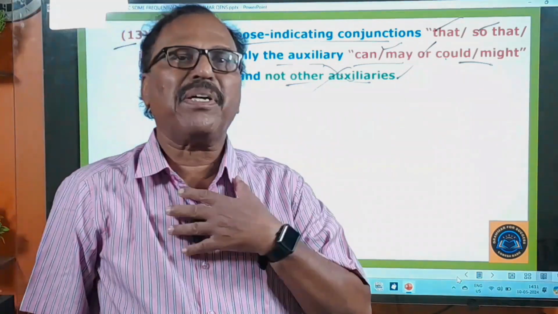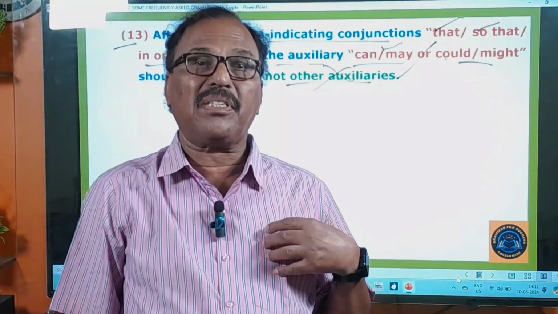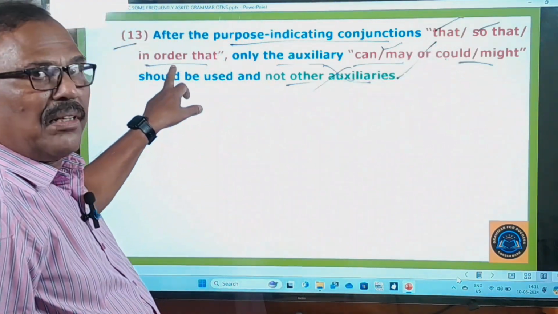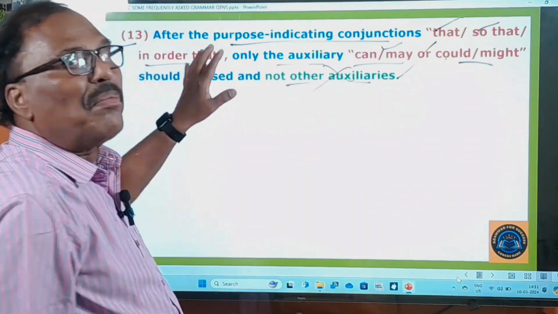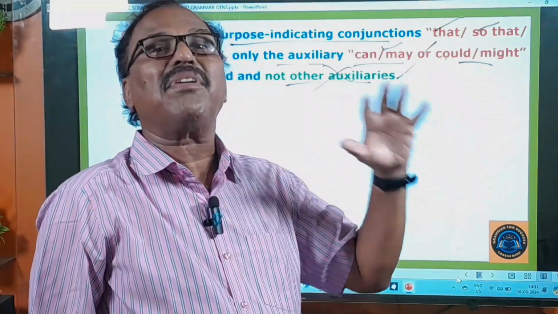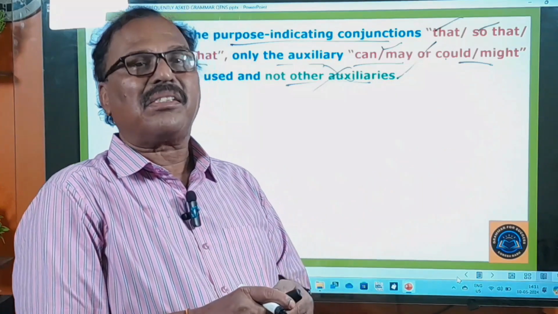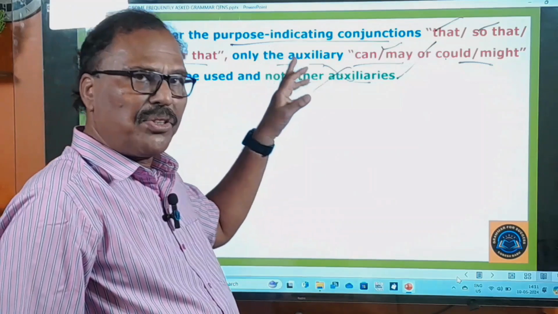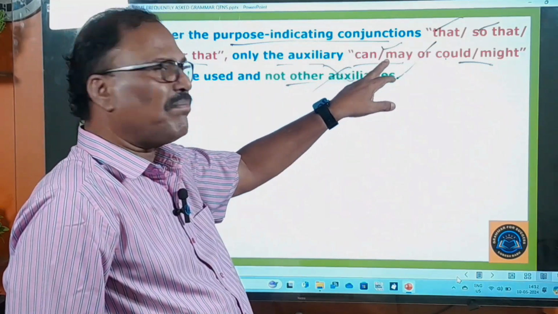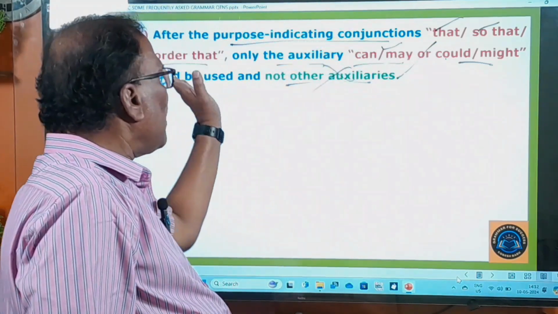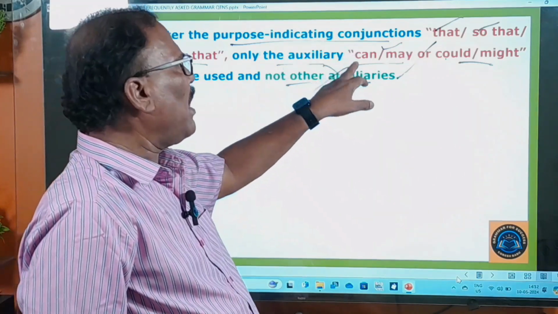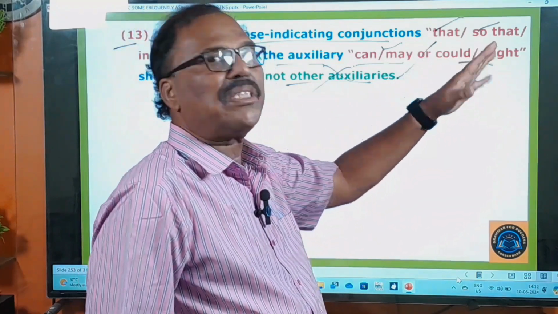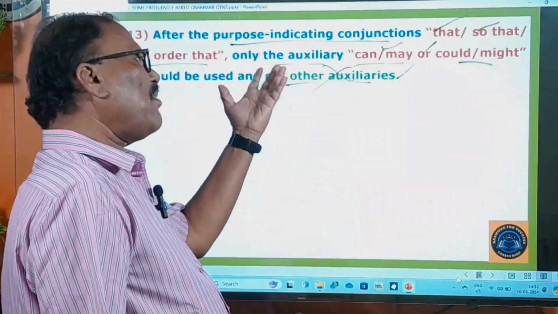After the purpose indicating conjunctions. What are the purpose indicating conjunctions? That, so that, in order that. And remember, these are also mid position conjunctions. They always occur in the middle of the sentences. Okay, and here after these conjunctions we have to use only can or may. If the sentence is in the present tense, you can use either can or may. It's up to you. If the sentence is in the past tense, you can use either could or might. It's up to you. Any one of them you can use.